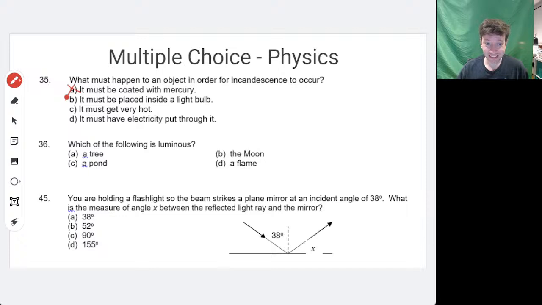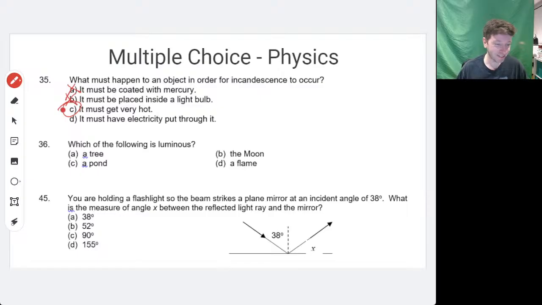We do place tungsten inside of a light bulb under a different gas so that when you heat it to extremely high temperatures, it doesn't oxidize. And it will last a lot longer than, say, 20 seconds. But it doesn't have to be. You can still get things to glow by heat, even not in a light bulb. Like imagine your stove top, when you turn that on, it glows red. That's incandescence, but it's not inside of a light bulb. But I've already said the answer in explaining that. It must get very hot. Yes, it must get very hot.